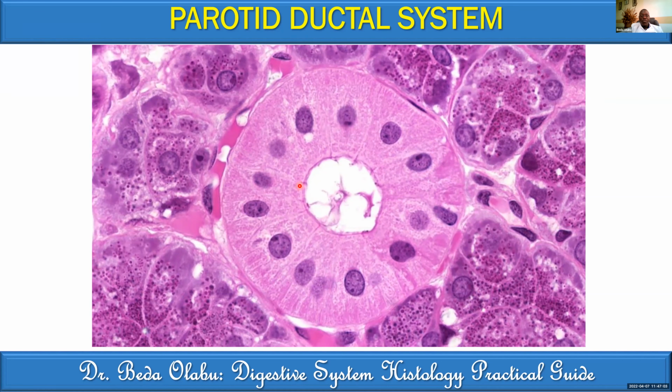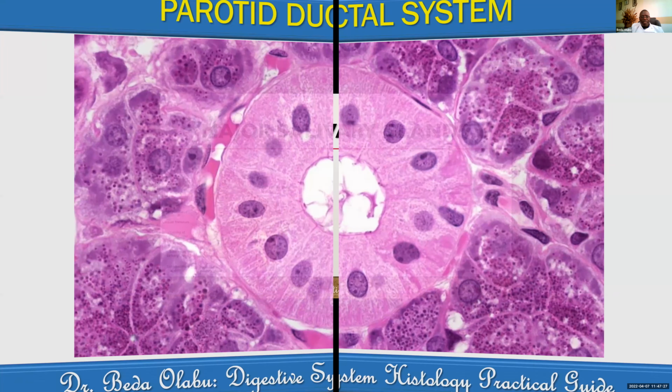So two types of intralobular ducts, intercalated ducts and striated ducts. The striated ducts have active transportation mechanism that they perform, and that is why they need a lot of mitochondria as well. Okay, that is parotid gland.